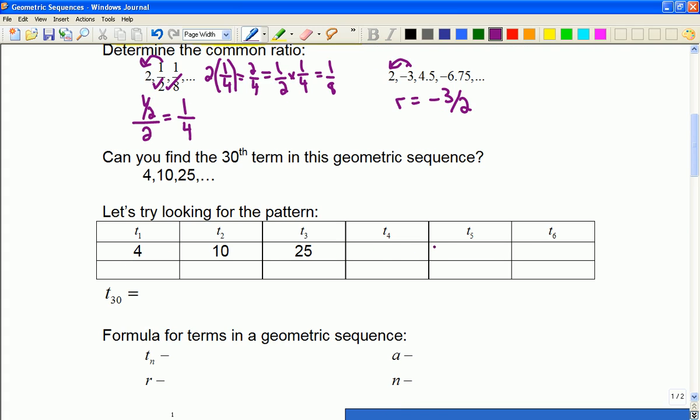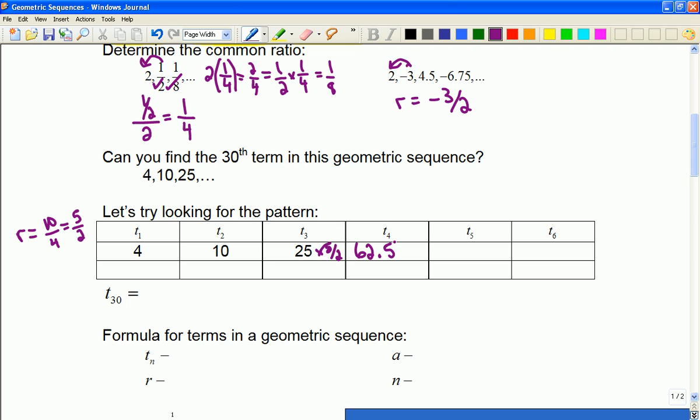We're going to write these terms out looking for a pattern. So first of all, we have to find the common ratio in order to work with this sequence. So right now, I'll take the first two. So it's 5/2. So what I'm going to do then is I'm going to multiply by 5/2 to get the next term. So 25 times 5/2, and I'll be at 62.5.